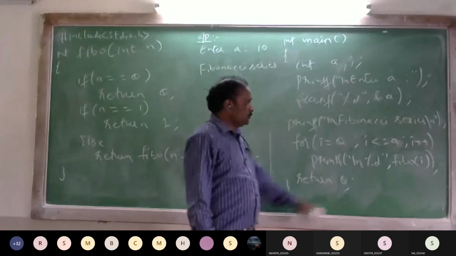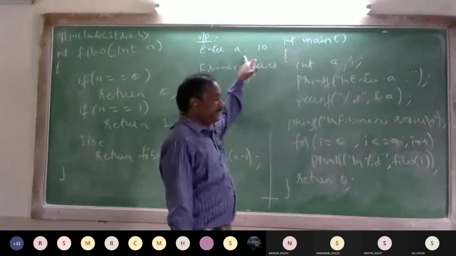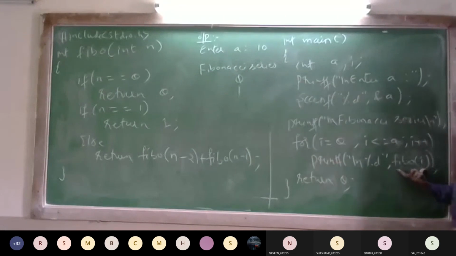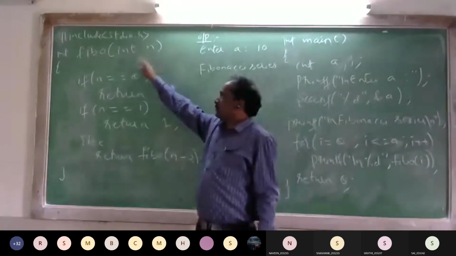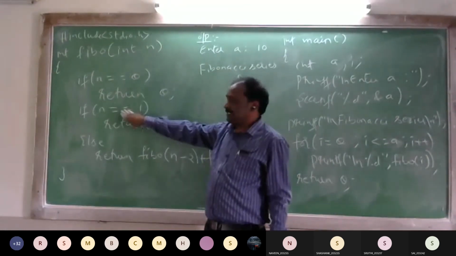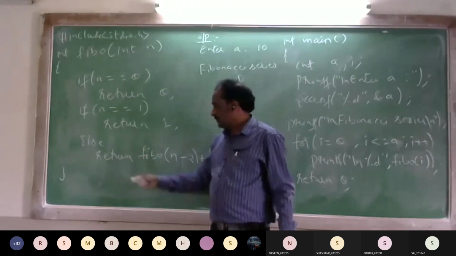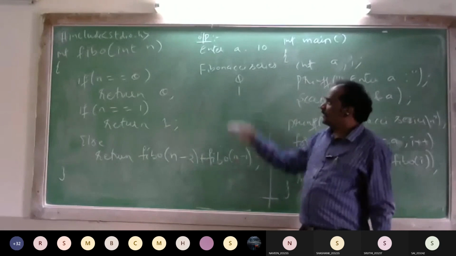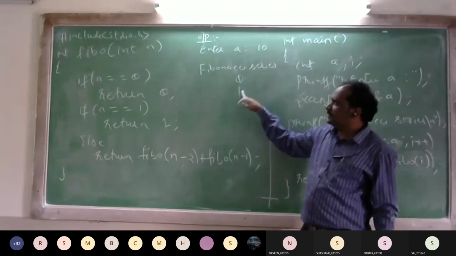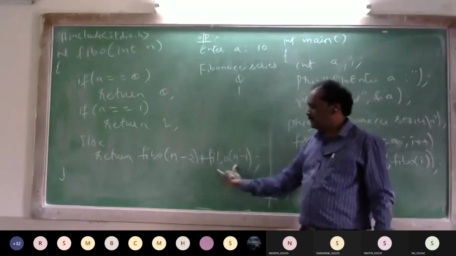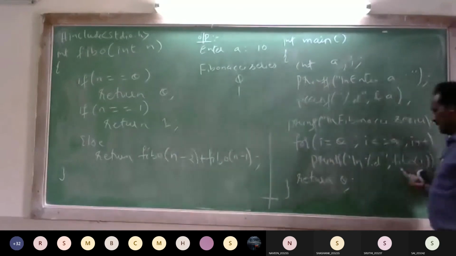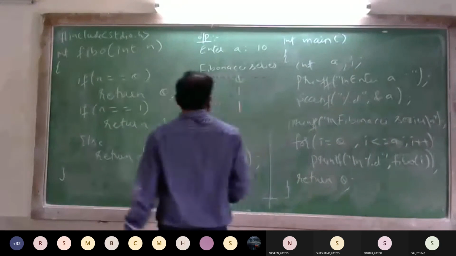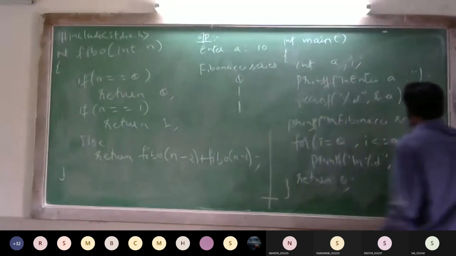Again I plus plus. I is 2. 2 is less than or equal to 10. Call Fibo of 2. Now n is 2. Is n equal to 0? False. Is n equal to 1? False. What is Fibo of 2? Fibo of 2 is equal to Fibo of 0 plus Fibo of 1. Fibo of 0 is 0 and Fibo of 1 is 1. What is 0 plus 1? 0 plus 1 is 1. So 1 is printed directly in the printf statement.